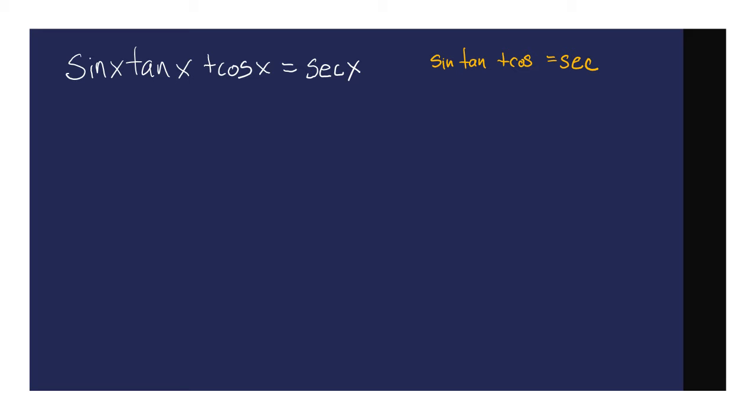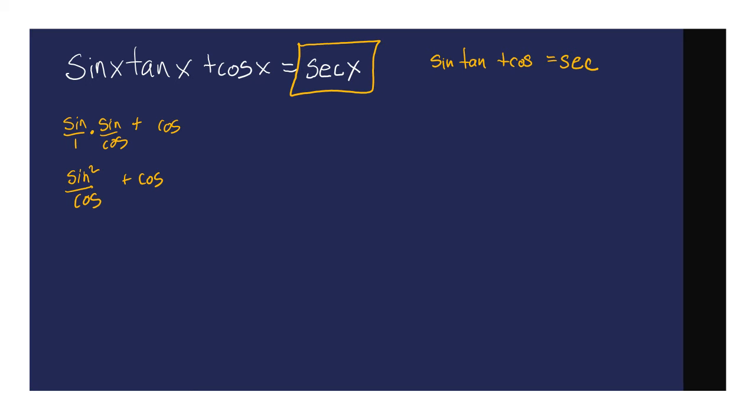So let's get started. I'm going to keep this side the same, that's secant x. I want to keep it and try and simplify this other side. So first I'm going to rewrite with sine and cosine. So I've got sine over 1 times tangent, which is sine over cosine, right? And then I've got plus cosine. And I can combine this fraction into sine squared over cosine plus cosine.